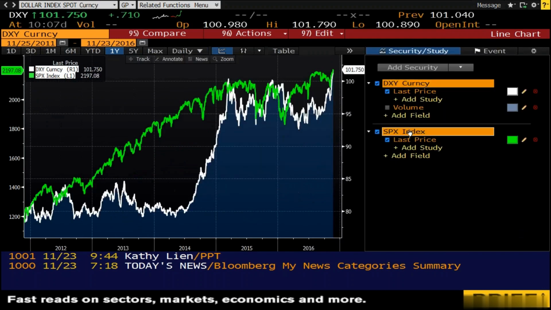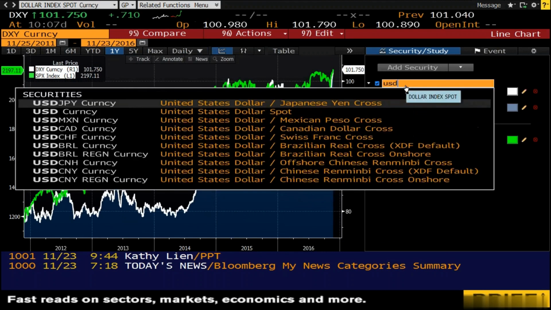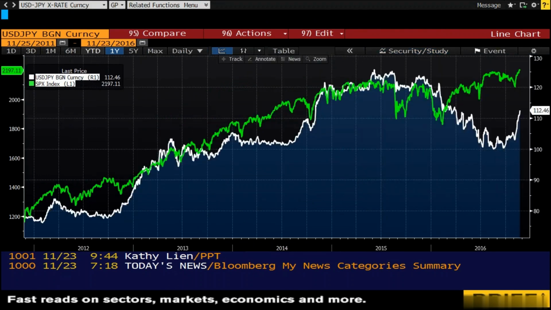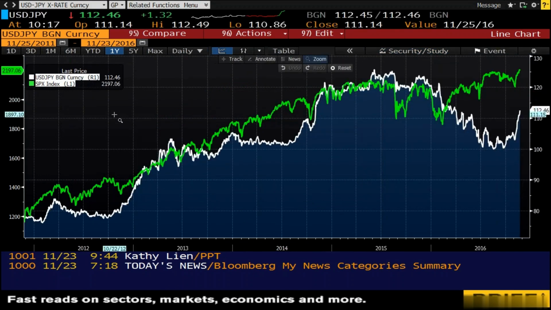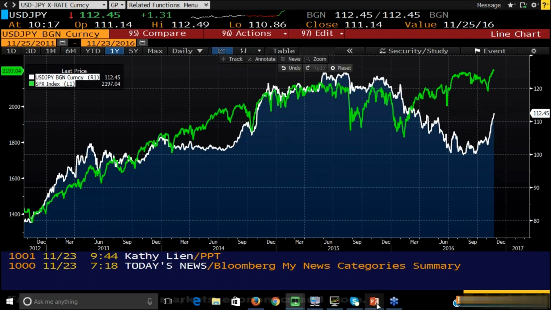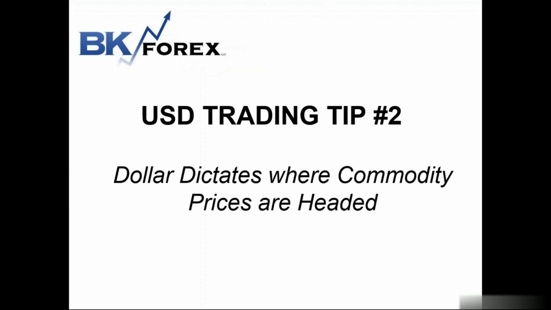Let me pop on dollar yen here. So the first trading tip is that if you're trading the dollar, or if you're watching the dollar, you want to figure out where the dollar is going, then you should be watching U.S. interest rates as number one, U.S. yields, and then as number two, risk appetite, because that will determine oftentimes how the dollar is trading.